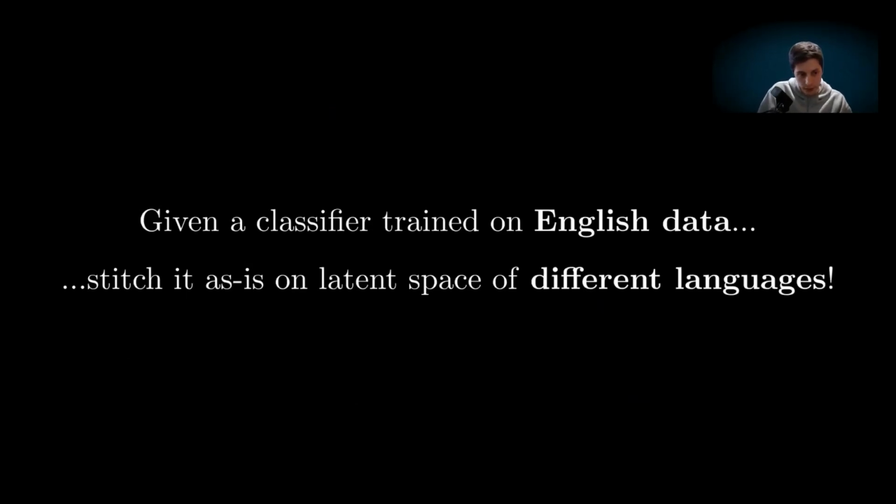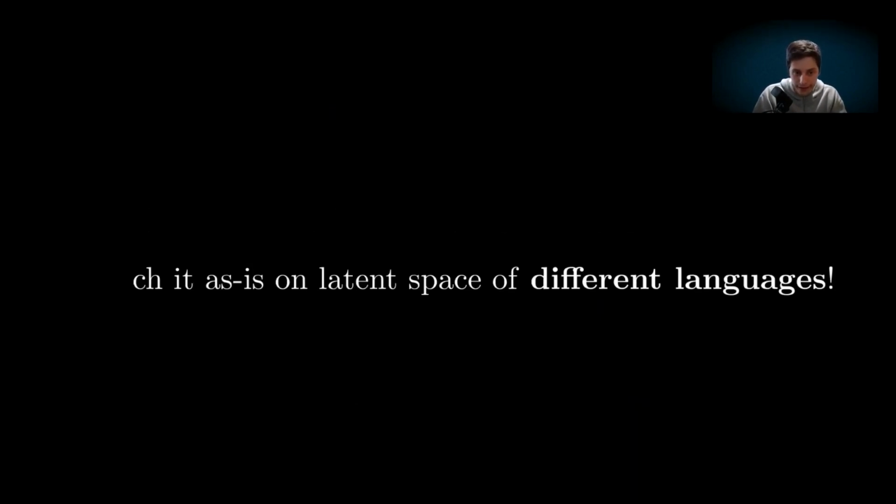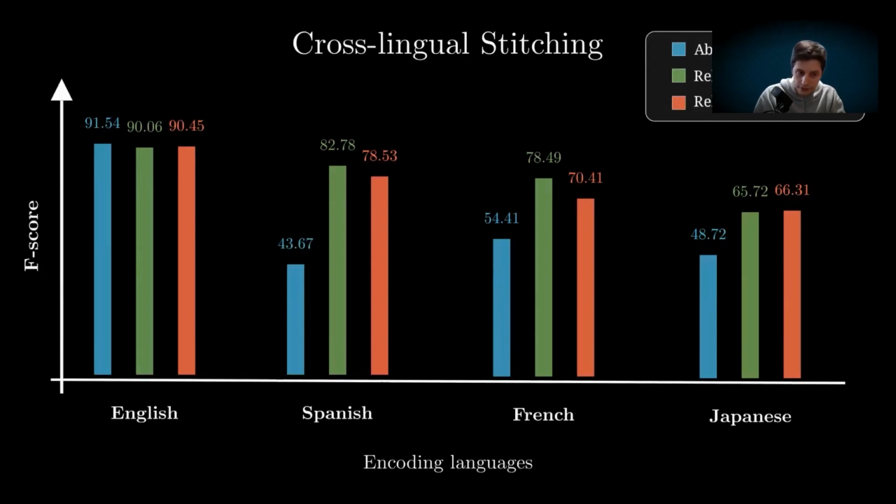Moreover, we did another experiment, more complex. Basically, we tried to stitch across languages. So we trained a classifier on English data, and then we wanted to reuse the same classifier without fine-tuning it on other languages. Basically, we stitched the English classifier on the spaces obtained by different encoders on other languages. And this is what we obtained.